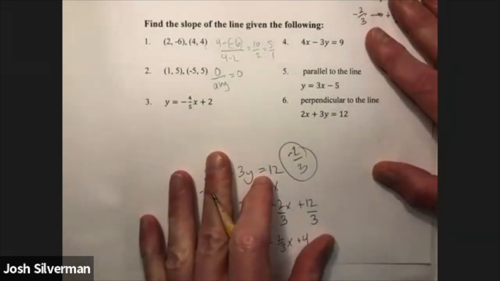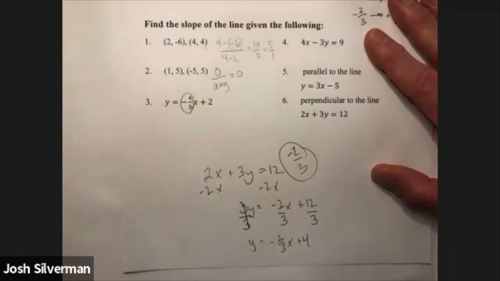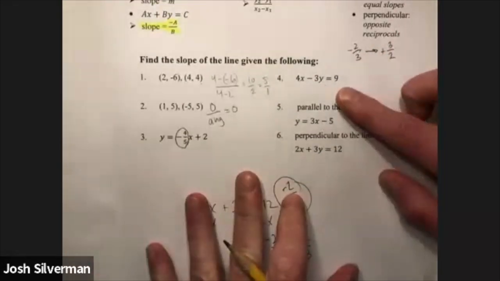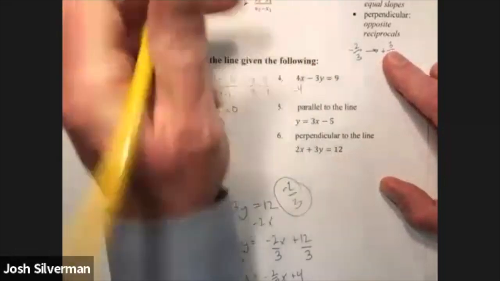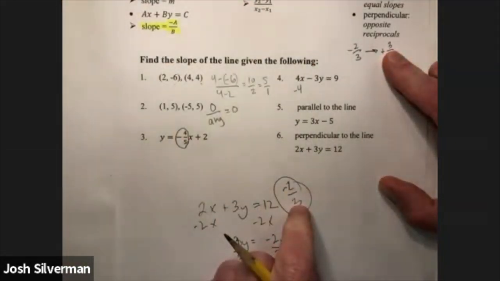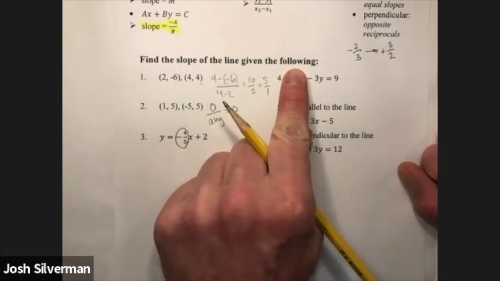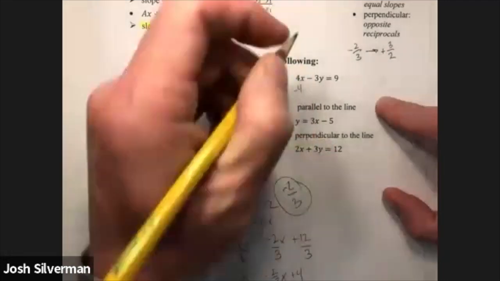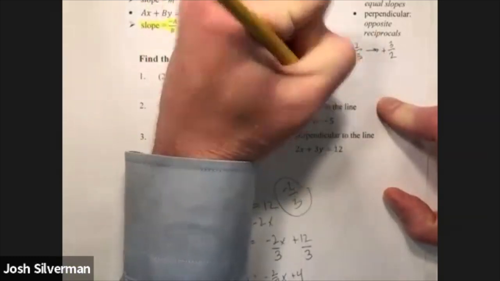y equals negative 4/5 x plus 2. Whatever is in front of x, that's your slope. We're done. 4x minus 3y equals 9. What is the opposite of the thing in front of x? That's a negative 4. What is the thing in front of y? It's not a 3. It's a negative 3. So we would have negative 4 over negative 3, 4/3.